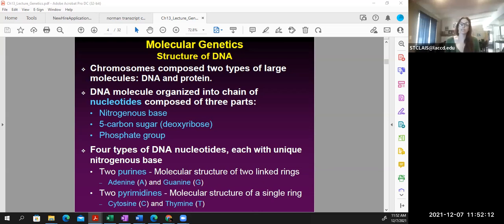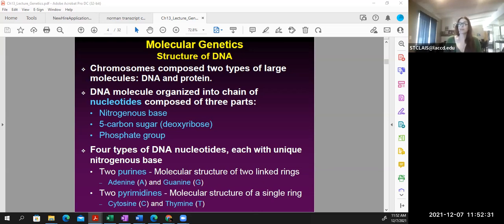Okay, so there are 4 types of nucleotides, or 4 letters of the genetic code. We have the purines, which are adenine and guanine. Adenine is usually represented with an A, guanine with a G. And here we have 2 aromatic rings that are bound together for the purines.